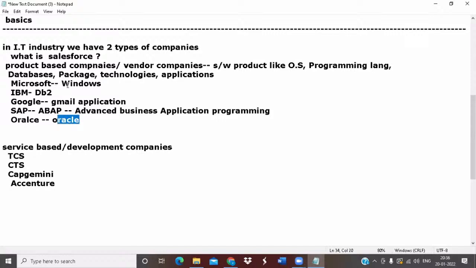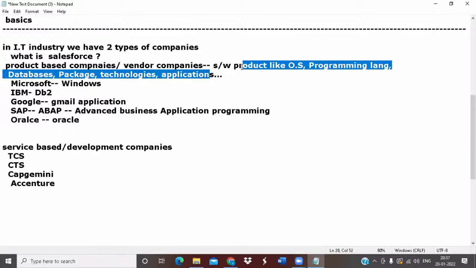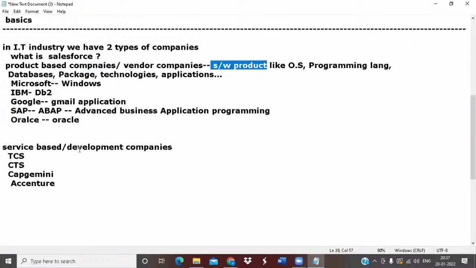So according to my explanation, what you understand is vendor companies are those companies that developed software products like operating systems, programming languages, databases, packages, technologies, applications. This all comes under what? Software products. Using these software products, the second type of companies, development companies, will develop software applications. But for whom will they develop these applications? Development companies are developing software applications as per the requirement of somebody else. Those people we can call clients.